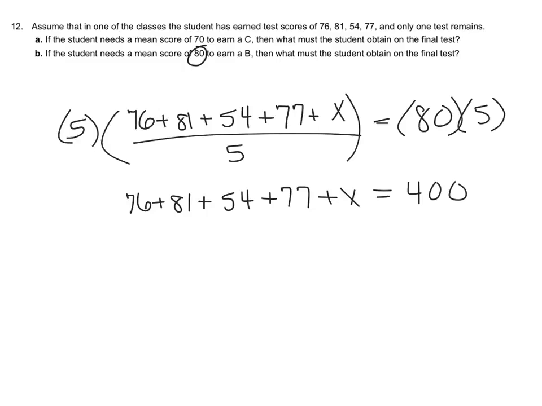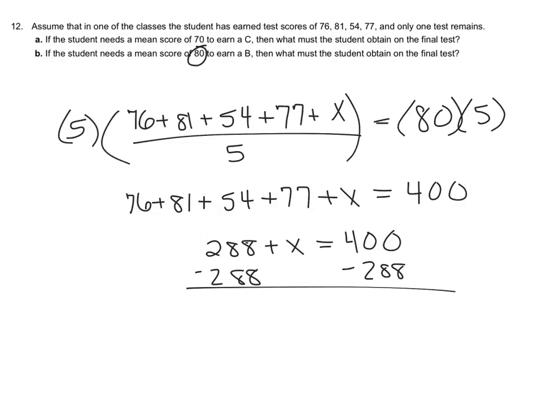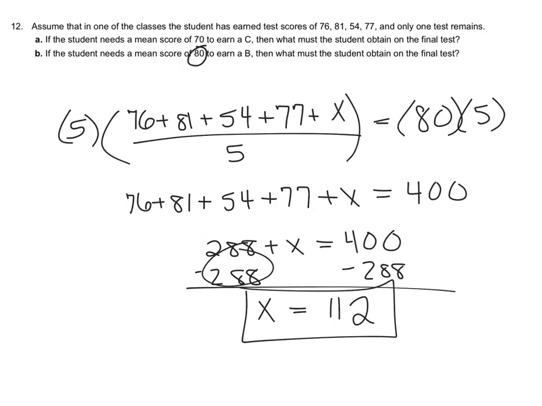76 plus 81 plus 54 plus 77 is 288. Lastly, we'll subtract 288 on both sides of the equation. And we get X equals 400 minus 288, which gives us 112. So the student must obtain a 112 on the final test to get a B. And that's our answer to part B.